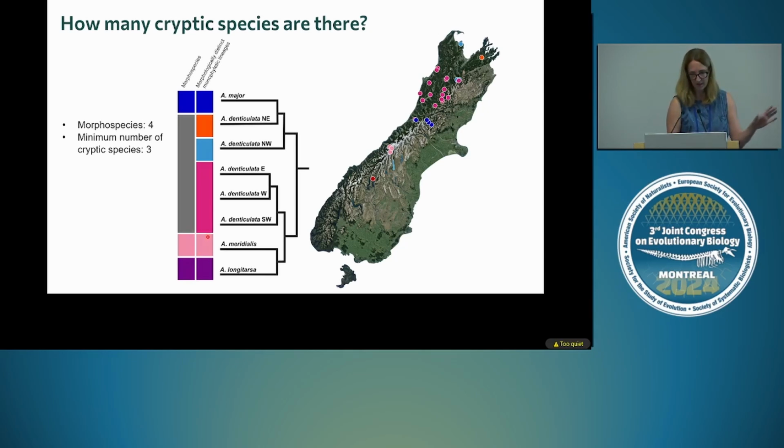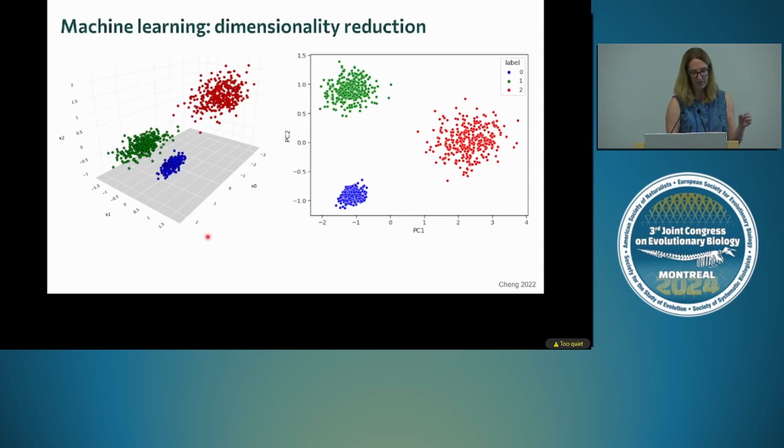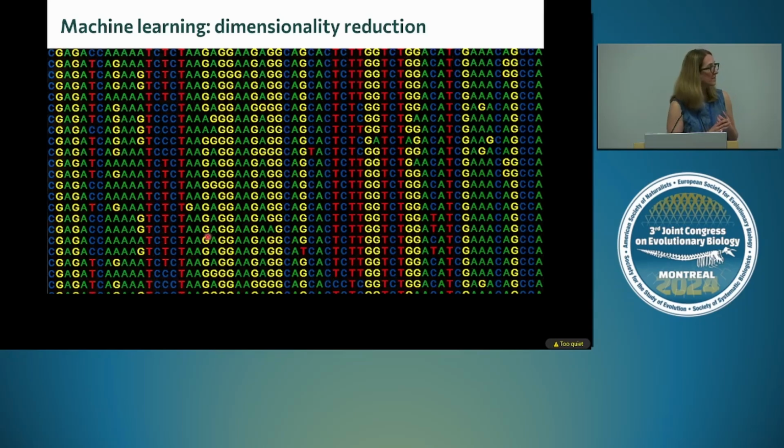But of course, we're not going to stop with this tree. As promised, we're heading to the world of machine learning. So machine learning uses dimensionality reduction to identify latent variables that explain the structure of data sets. In the case of delimiting cryptic species, our data are our genetic sequences, and the latent variables that we're hoping to identify are the species.